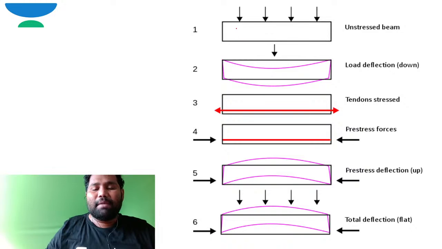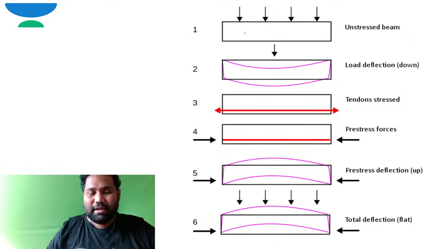This is a normal bending or flexural member. I hope you are able to see, right? Normal or general flexural member, an unstressed beam, I can say. If I take a general beam, now because of the application of loads, this is how the beam may deflect down. This is step 1 or step 2.